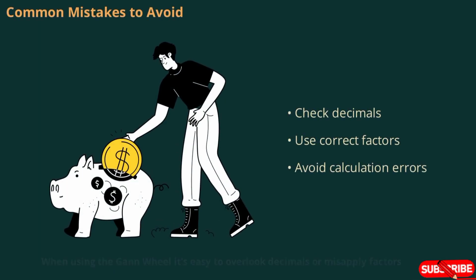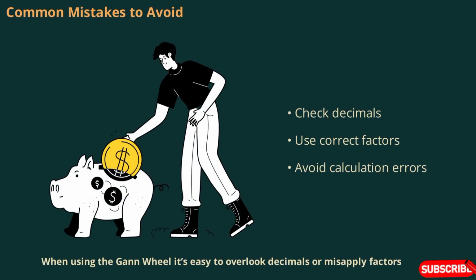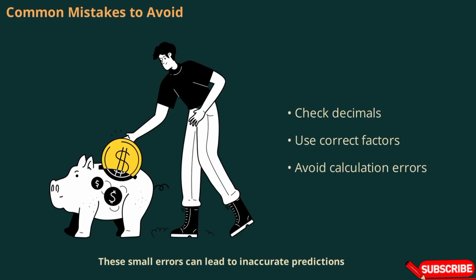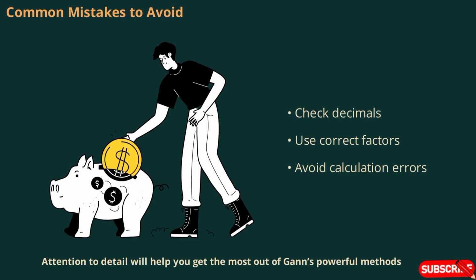In using the Gann wheel, it's easy to overlook decimals or misapply factors. These small errors can lead to inaccurate predictions. Always double-check your calculations and ensure you're using the correct factors from the conversion table. Attention to detail will help you get the most out of Gann's powerful methods.